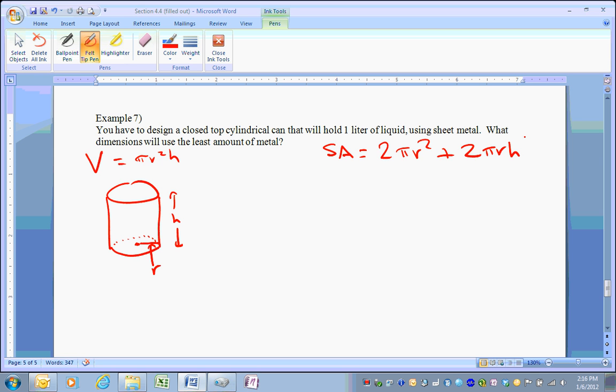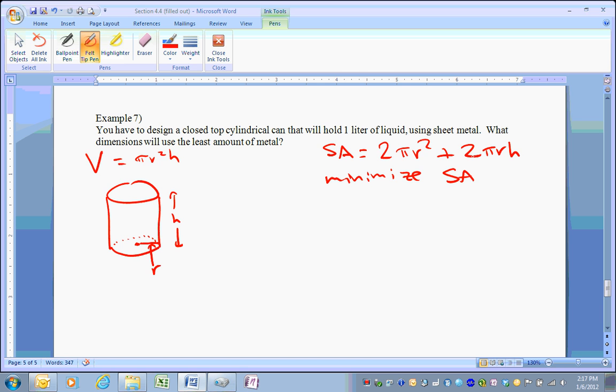So 2 pi r squared plus 2 pi r h. A problem like this will require a calculator because the numbers come out pretty ugly. Now, they didn't explicitly say to minimize surface area, but you want to use the least amount of material, right? So you want as low area as possible. But the volume has to stay fixed at 1 liter.